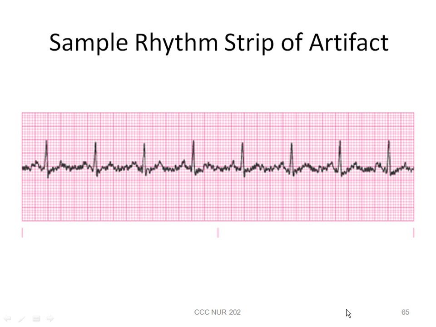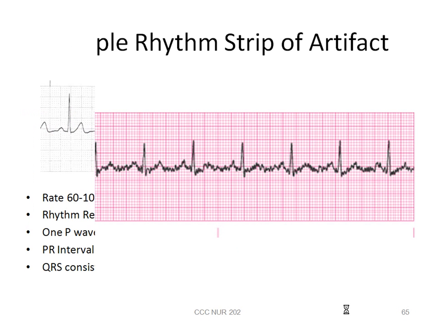So there's some artifacts. See how that baseline is just, you can still see your P wave, your T wave, but it's just not a nice, clean type thing. And that's probably from an electrode not having the gel in there and being dry. That's probably what that's caused from.